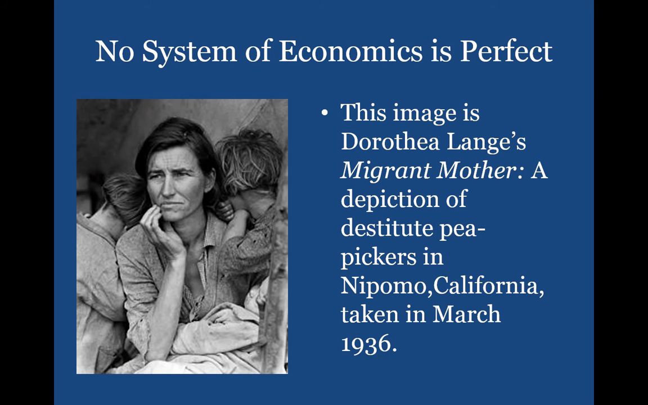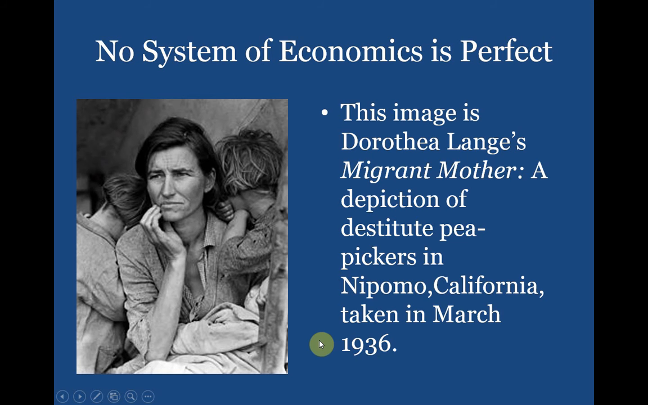Now, before I move on to the three basic economic theories of capitalism, Marxism, and socialism, I want to remind you that no system of economics is perfect. This is a very poignant picture taken by photographer Dorothea Lange during the Great Depression, and it's a depiction of some destitute pea pickers in California taken in March 1936.